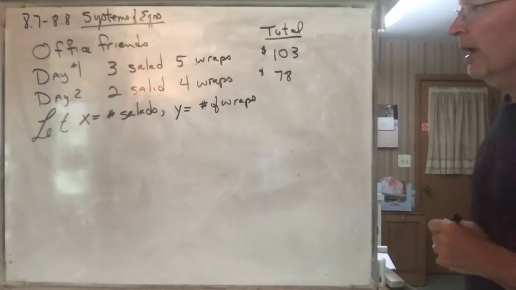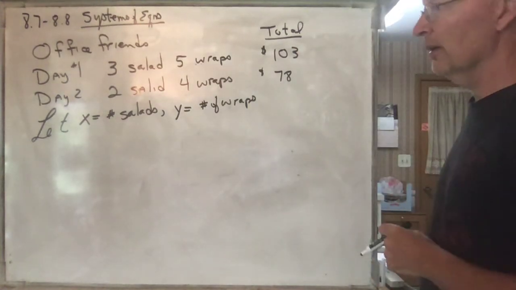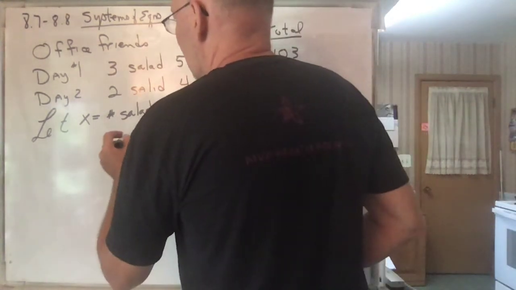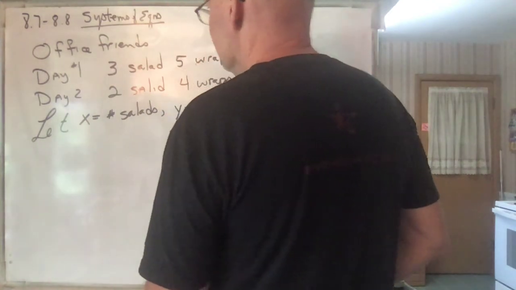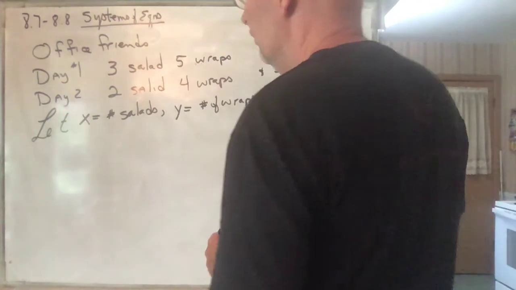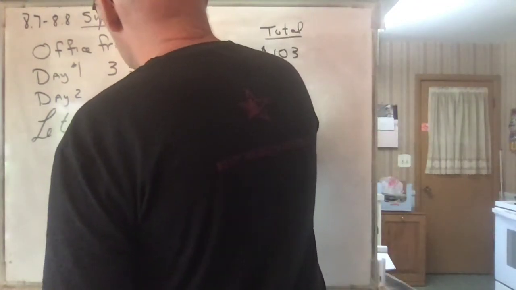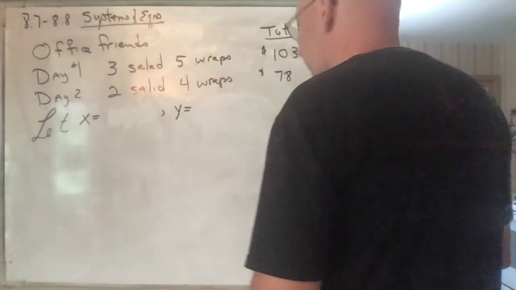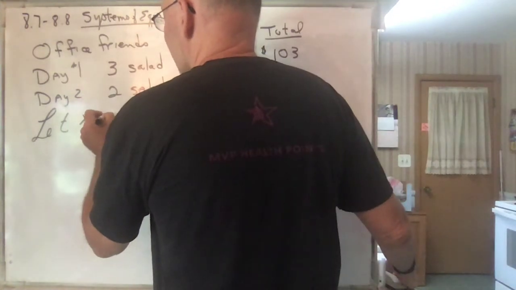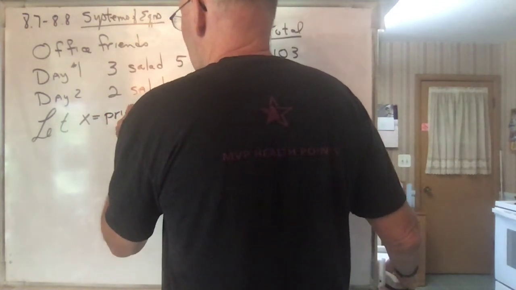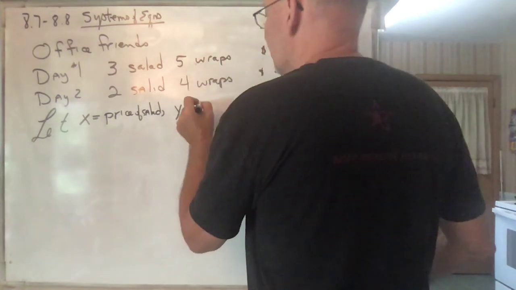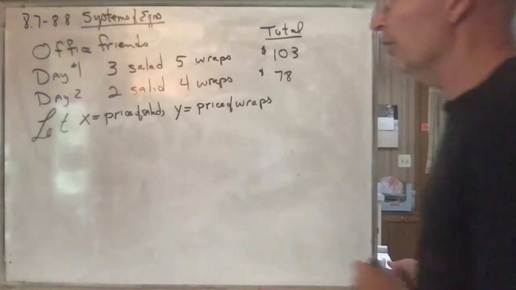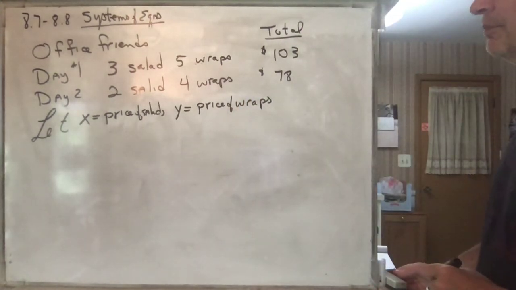Okay? And so once we have that, we're on our way to solving the problem, because on the first day 3 people had the salad. Oh, no, I'm sorry. We already know the number of salads and the number of wraps. Agreed? What we want is the price. I had to look back up and realize, no, that's not what I want. I want x to be the price of the salads. And I want y to be the price of the wraps. Agreed? That's what we don't know. That's what we're trying to find.